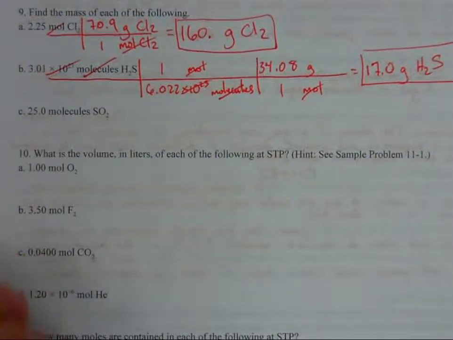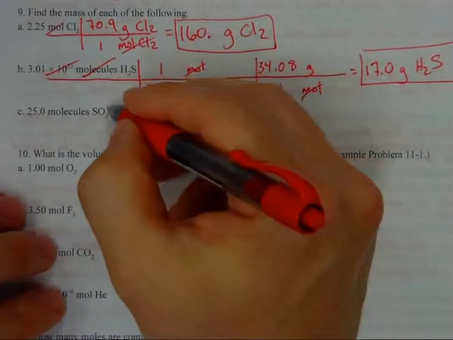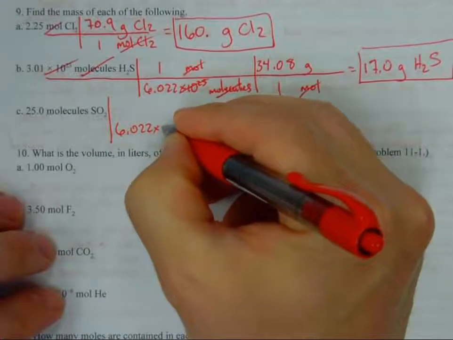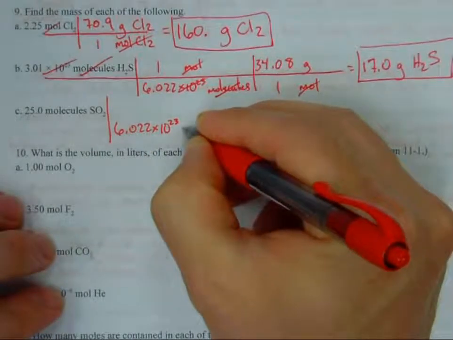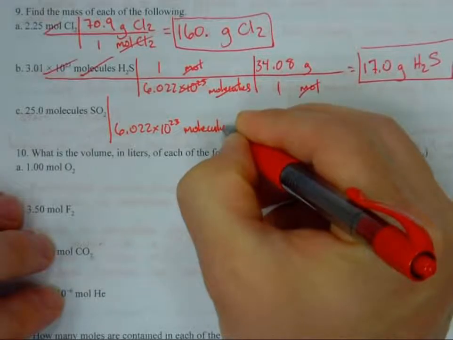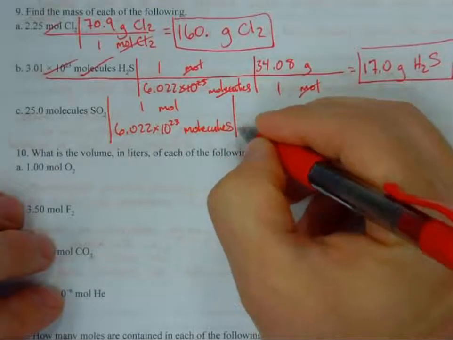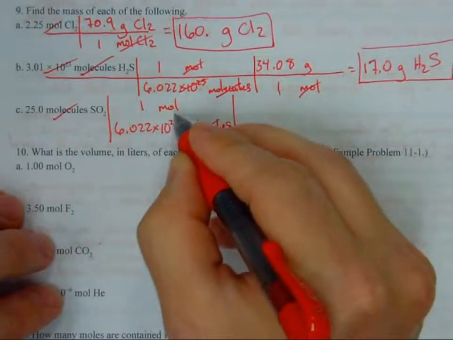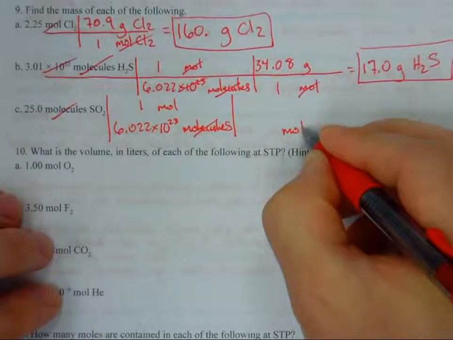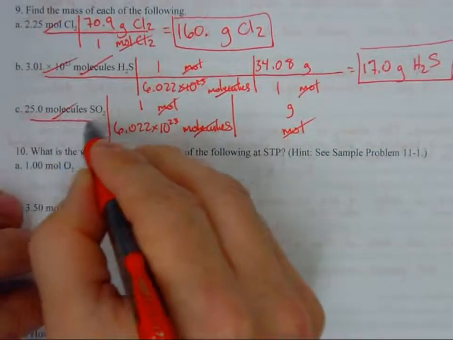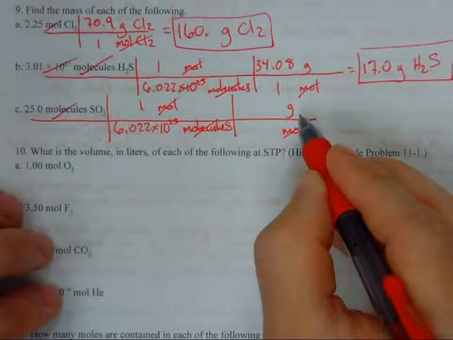Lastly, 25 molecules. That is a small number of molecules. That's very little. But we're going to use the exact same strategy that we just did. We know that we need to cancel out of number of molecules, and the way we do that is we use Avogadro's number, which is number of molecules per 1 mole. Those molecules will cancel. Once I'm in moles, I can cancel out of moles and go into grams of that substance. That way those moles will cancel, and the only unit I have left in here is grams.